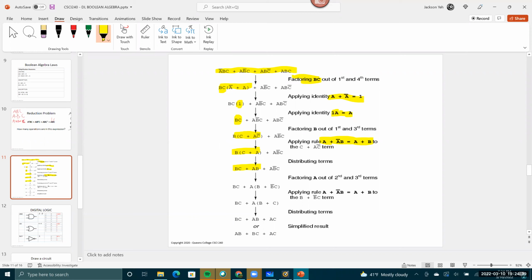Now I look at the other side, and I want to factor out A. Then I perform the simplification theorem again, and I get this, and I distribute A in here, and then I rewrite it around, and I end up with this expression at the bottom. So this expression at the bottom is simplified. How many operations do you see in this expression at the bottom?